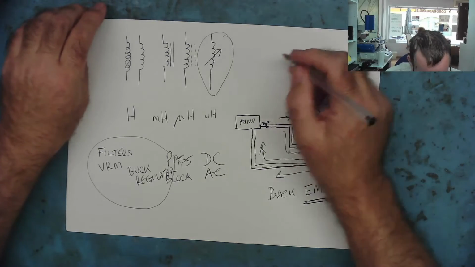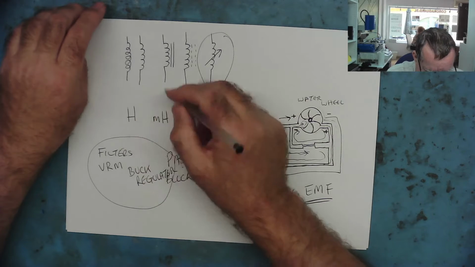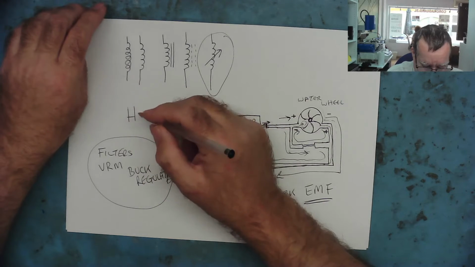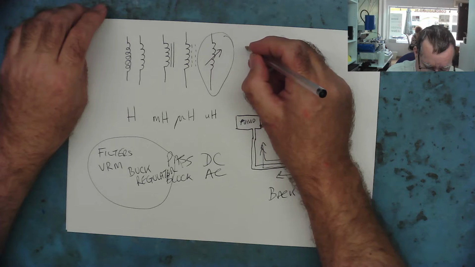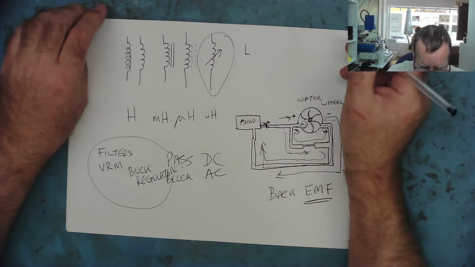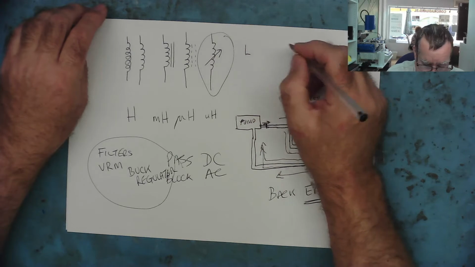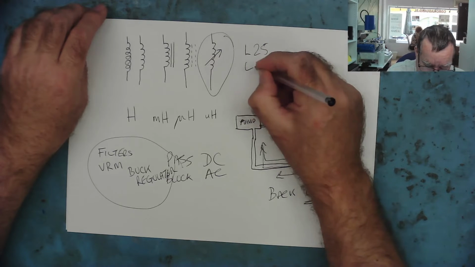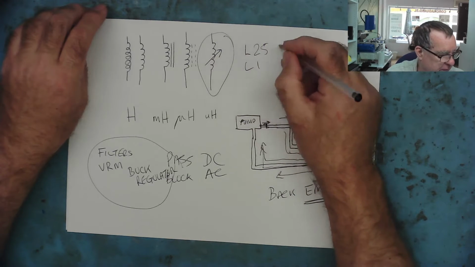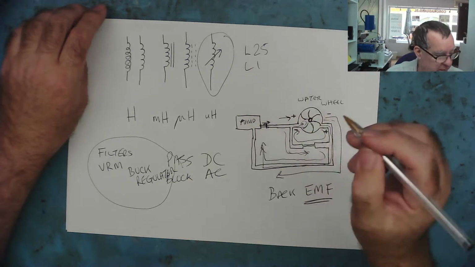It's interesting to note that although inductors are measured in henries, the notation on a schematic for an inductor is L. So you'd have L25, L1. This is just L for inductor, and this is the component number, not the value.